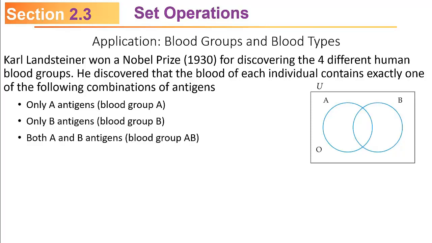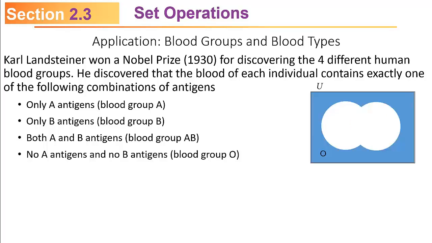Or you could have both A and B antigens. That would be blood group AB. And if you have A and B, that would be the intersection. That would be the football-shaped region where A and B intersect. Or you could have no A antigens and no B antigens, and that's called blood group O. And type O is the area outside of both of the circles. In other words, you're shading things that aren't in either circle. That's blood group O. So Venn diagrams are very useful for doing this.